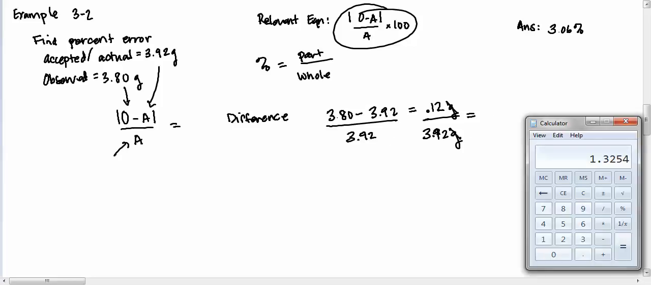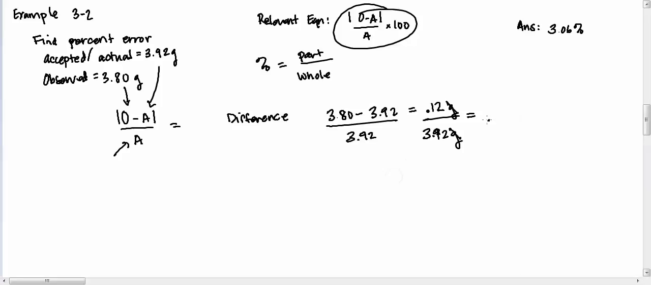So if we use our calculator, we take 0.12 divided by 3.92, and you end up getting 0.0306. Now, that is not a percentage, that's a decimal number. In order to make it a percentage, all you have to do is move the decimal to the right 2 times. So the percentage that we got is 3.06%. And that would all work if you plug it into the original formula.